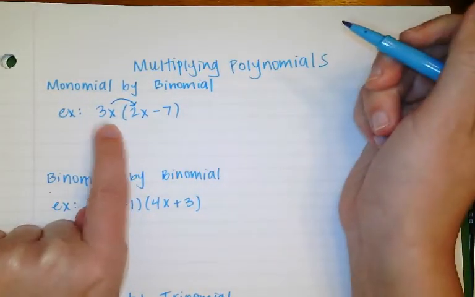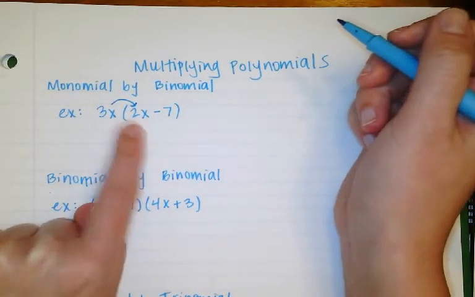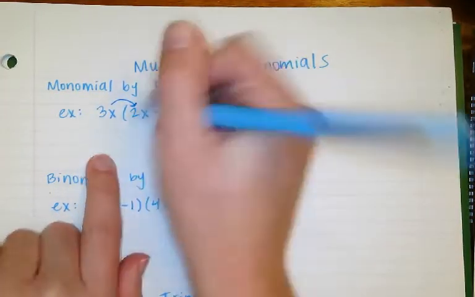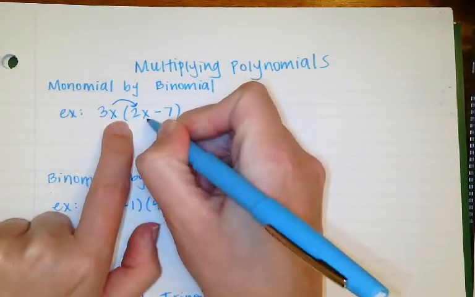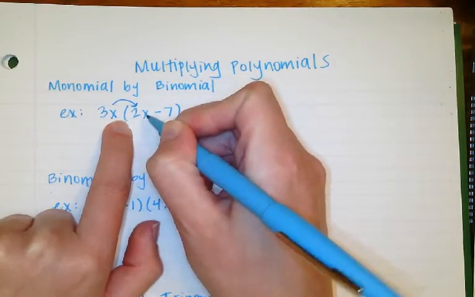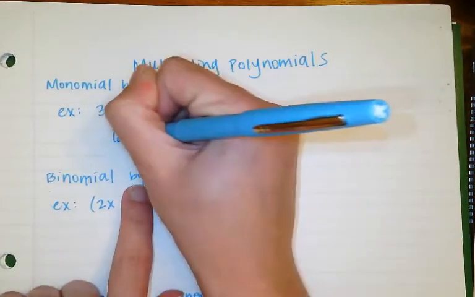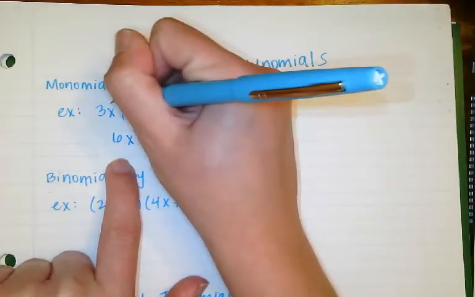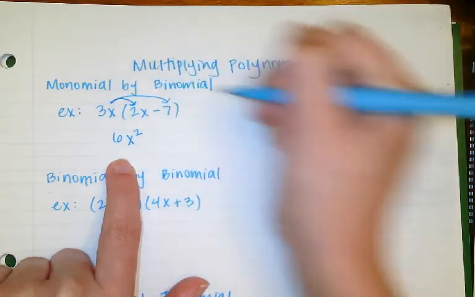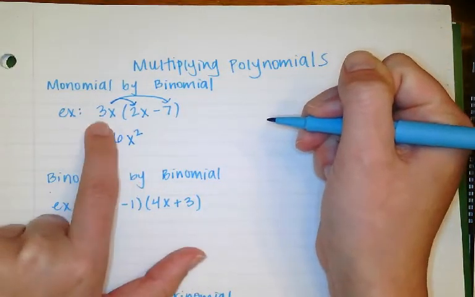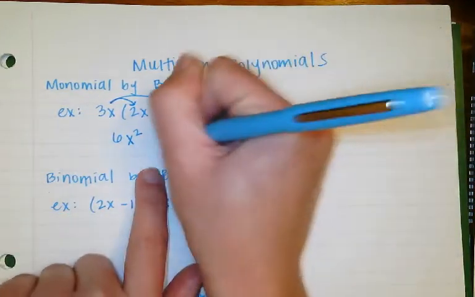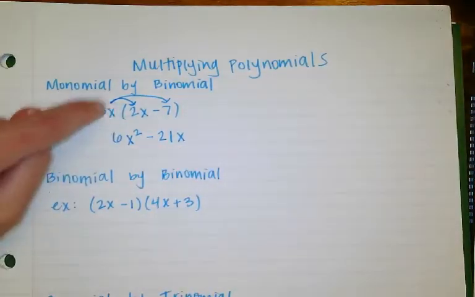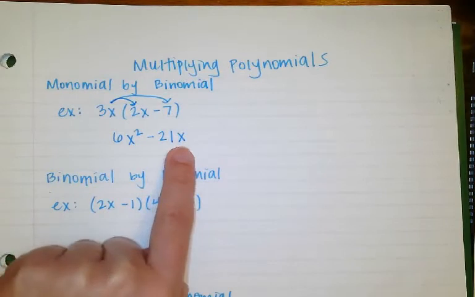So we are multiplying 3x times 2x. Remember, you can multiply 3 times 2 in the calculator if you had to. 3 times 2 is 6. You can't type the x's, though, in the calculator on the home screen. So x times x makes x squared. So I get 6x squared. The 3x then distributes to the negative 7, so 3x times negative 7, negative 21x, because the x also distributes with a 3.